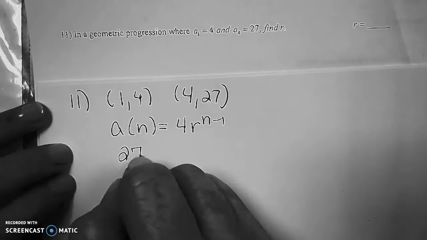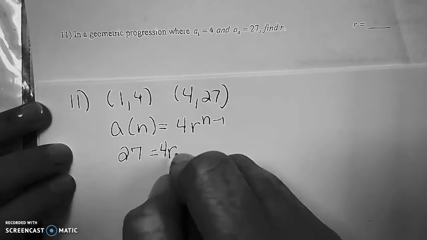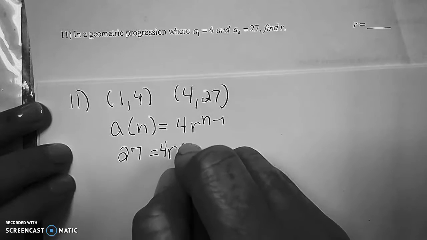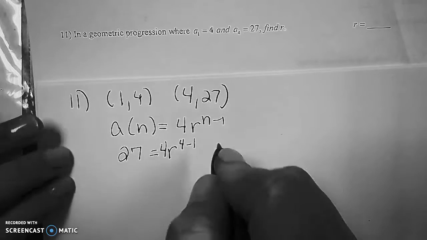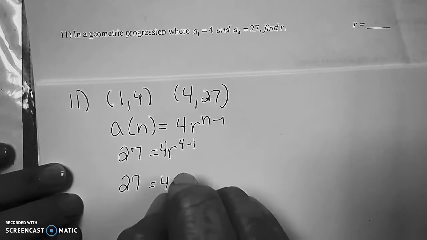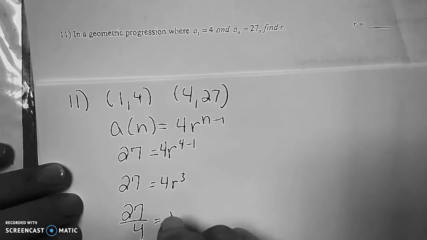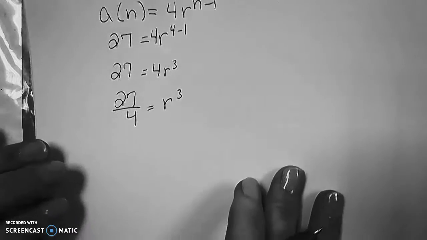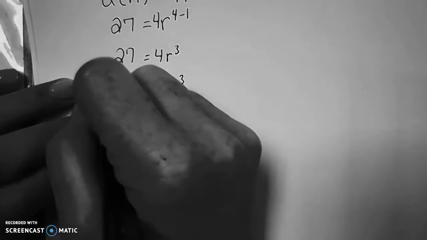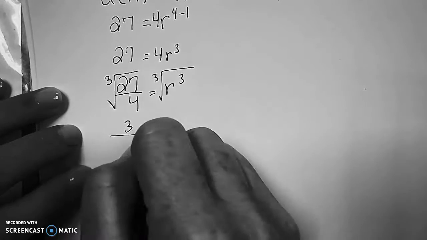I now know 27 will equal 4 times R to the 4 minus 1. So that's 27 equals 4R cubed. I'm going to divide by 4, so 27 over 4 equals R cubed. Now it becomes just some manipulating. I do need to take the cubed root of both sides, and so the cubed root of 27 is 3.